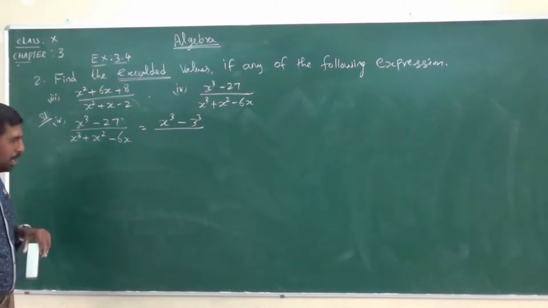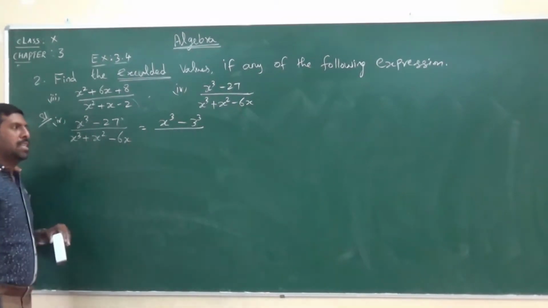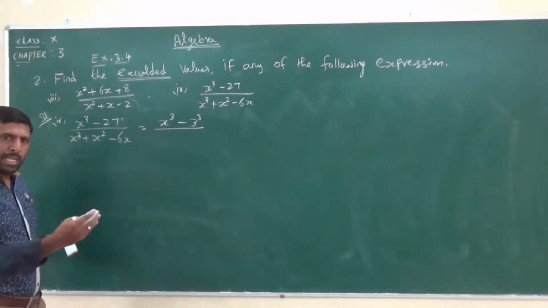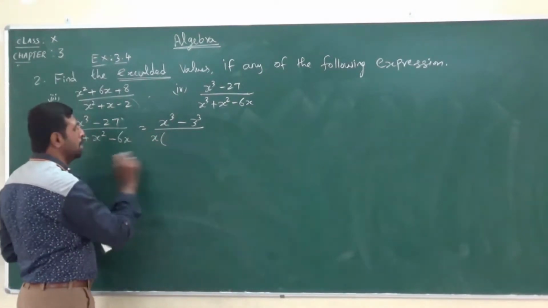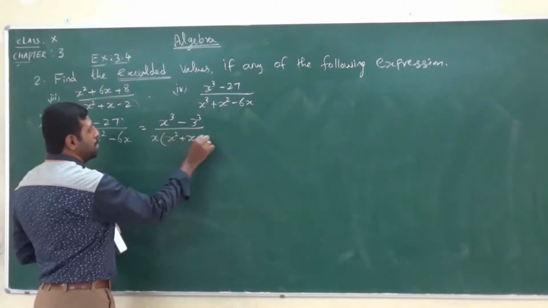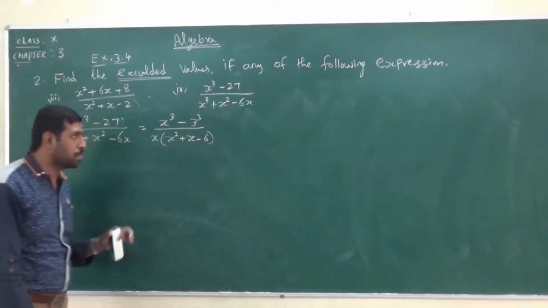And in the denominator term, see, each and every term contains the x variable. So x will be taken out commonly. If you take x outside, we get x square plus x minus 6.